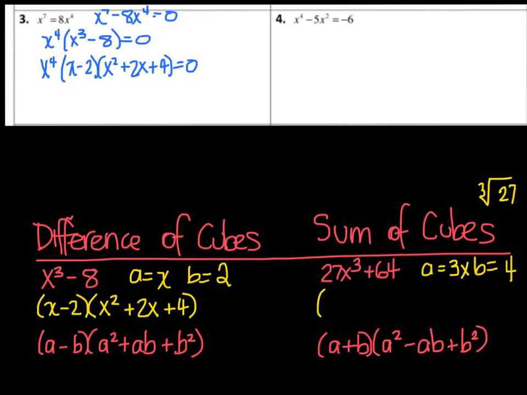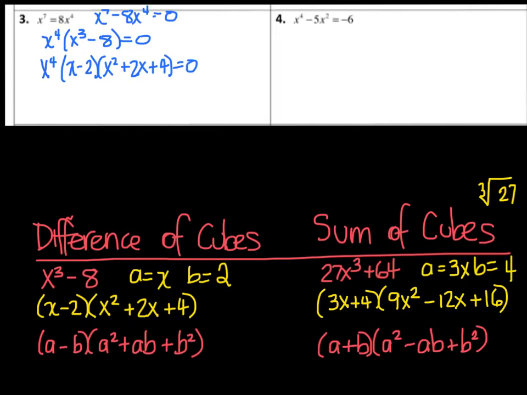So now using my own a and b, I have a plus b, so 3x plus 4. A squared is 3x times 3x. A times b minus 12x plus b squared. That is the sum of cubes, and we will be practicing that.